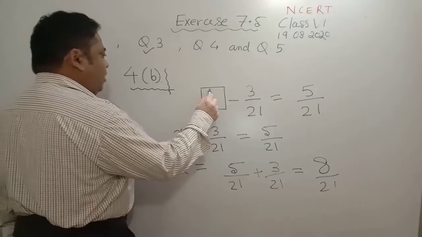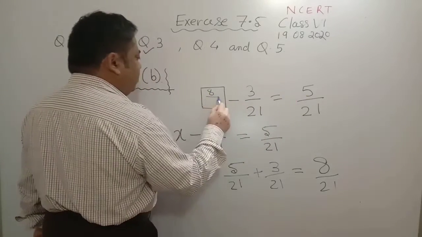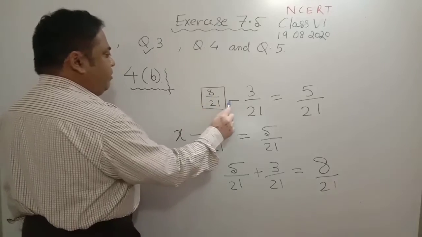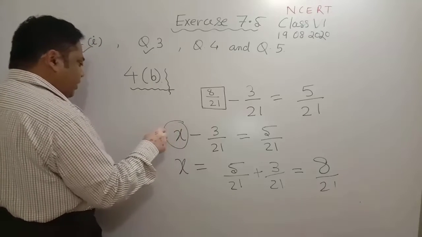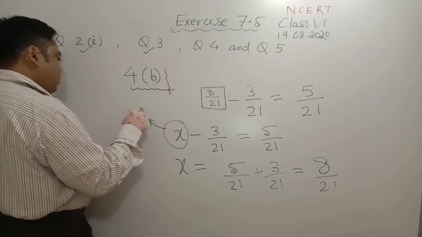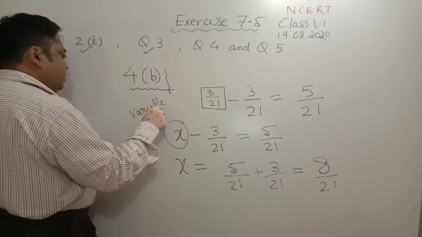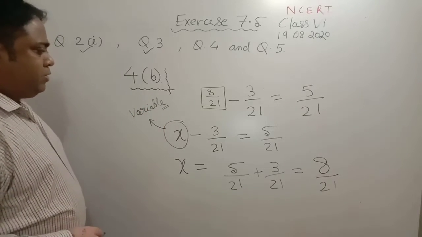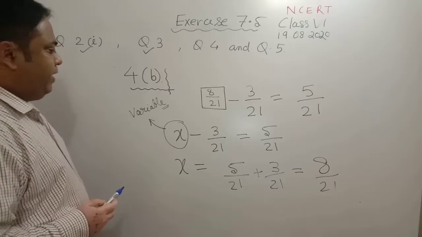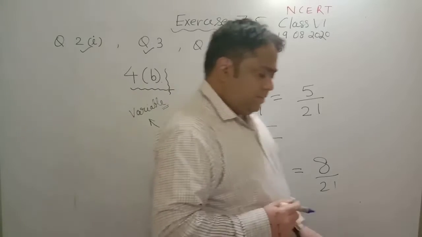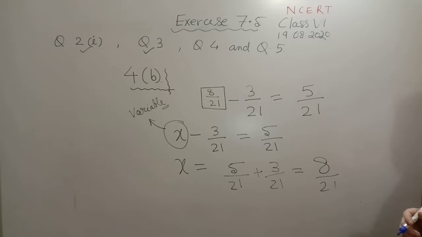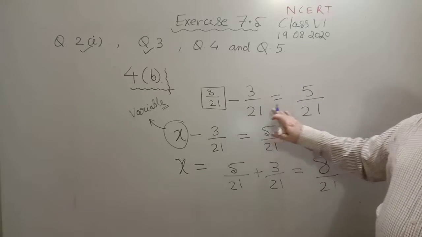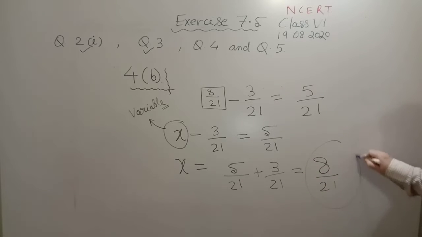So see, very easy. 8 minus 3 is equal to 5 divided by 21. So 8 by 21 minus 3 by 21 is equal to this much. So we will take one variable. So these are called variables. Why they are called variables? See, in the previous question the value of x was different. In this question the value of x is different. So the value of x is changing question by question. So they are variables. So in place of x you can keep anything. But in the given equation, the value of x is coming out to be 8 by 21. So in the box we will write 8 by 21.